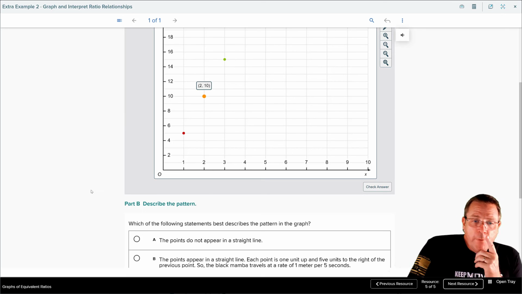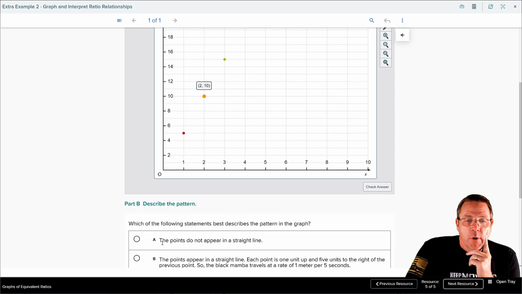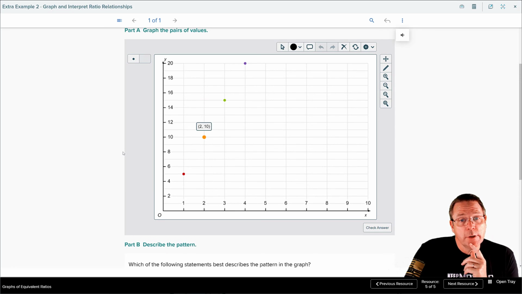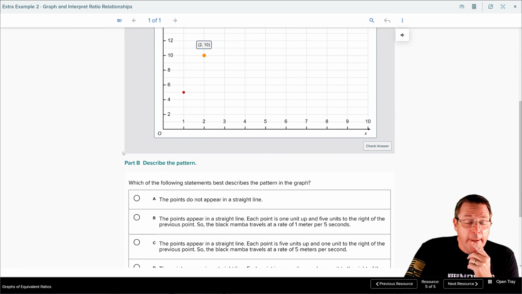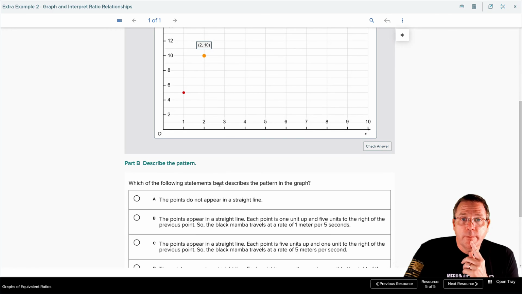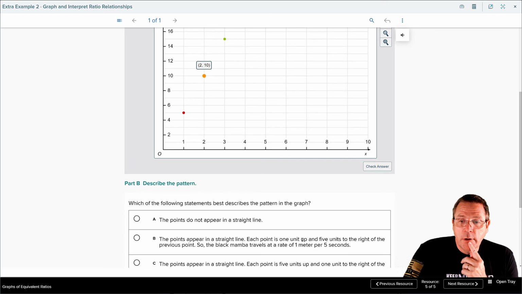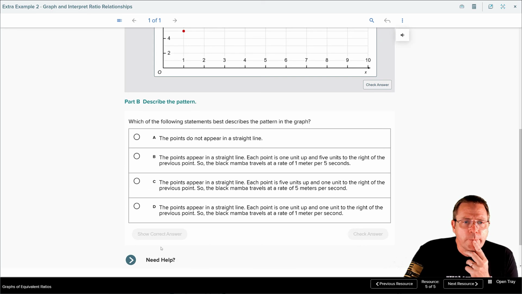So, which of the following statements best describes the pattern in the graph? A, the points do not appear in a straight line. I don't know, folks, that looks pretty straight to me. B, the points appear in a straight line. Each point is 1 unit up and 5 units right. No, it's 5 units up and 1 unit right. So B is not going to work.